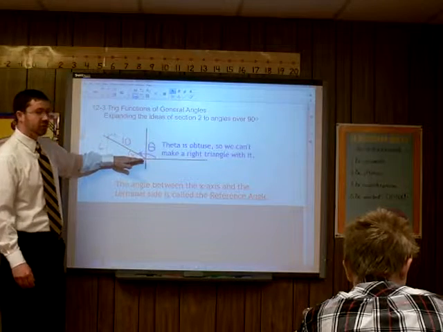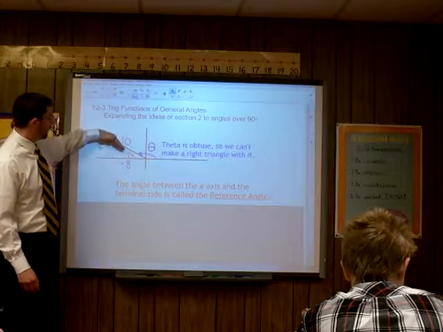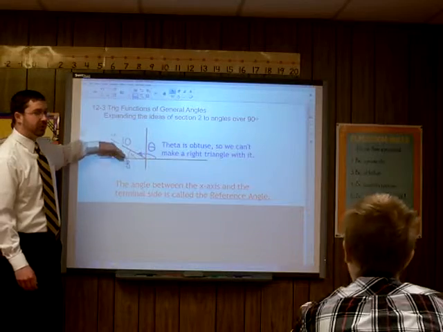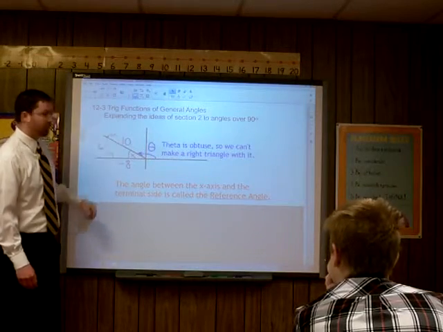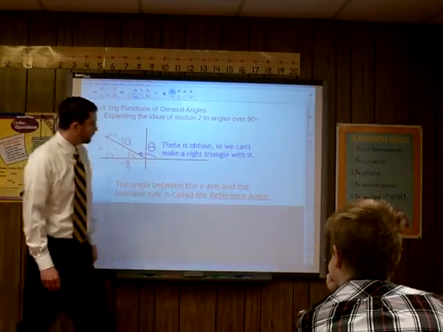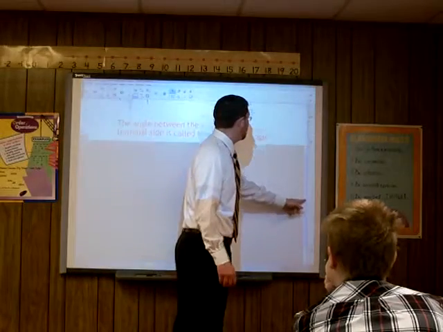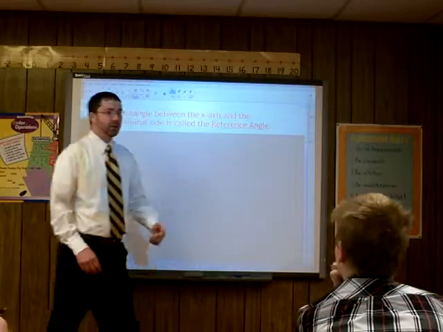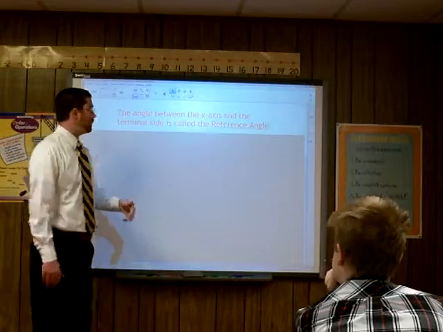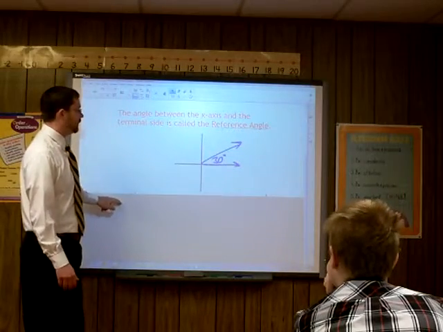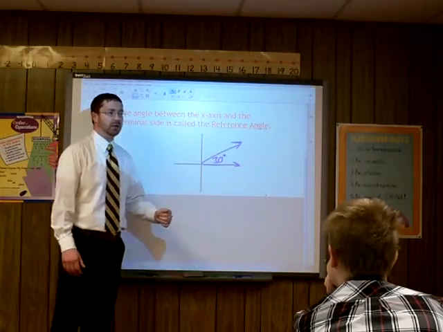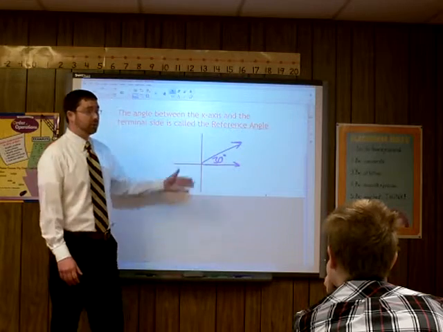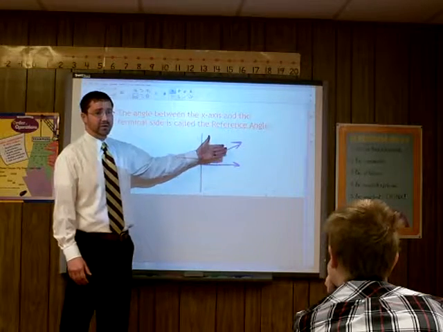So if we're in the second quadrant here, we would go up from the x-axis and find what this angle would be here, okay? We'll look at a couple examples down here and actually find some angles that have the same reference angle. Here's an angle in the first quadrant, a 30-degree angle. And what would the reference angle be here in the first quadrant?